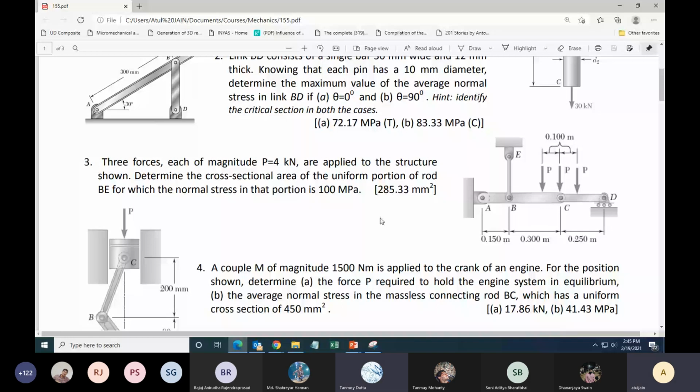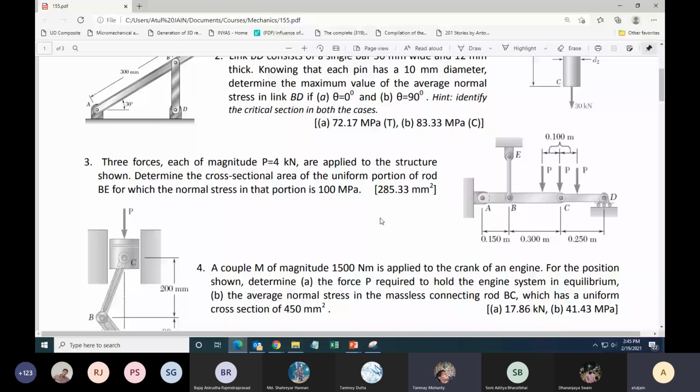Yes, sir, because the moment would get distorted if we do that. If you put all the 3 P's in the pin and add it up and say it is 12 kilonewton, then I think you will get 272 millimeters or something like that, which will be wrong. All other approaches are right. You can put it directly in AC, in the pin, or in CD. But write the equations of equilibrium carefully. I think you should get the answer in all 3 cases.